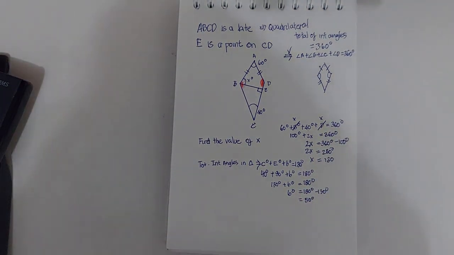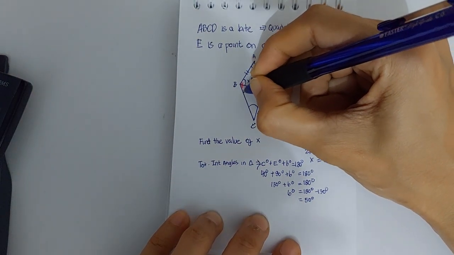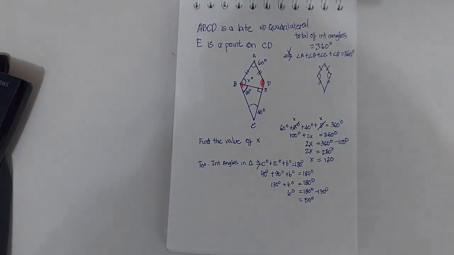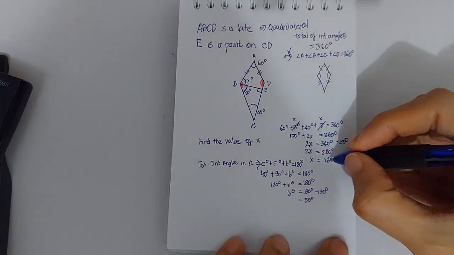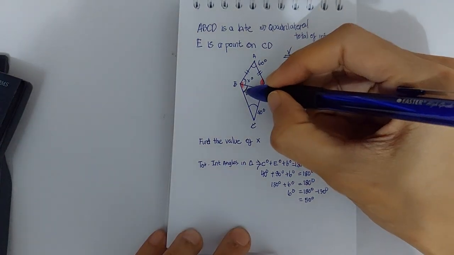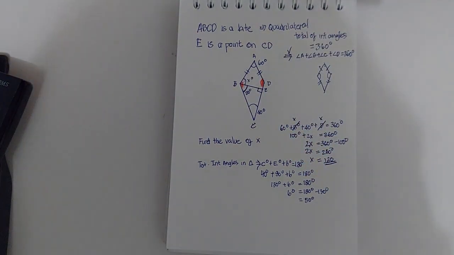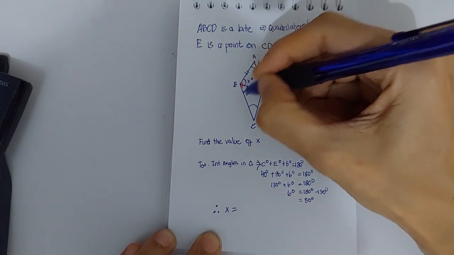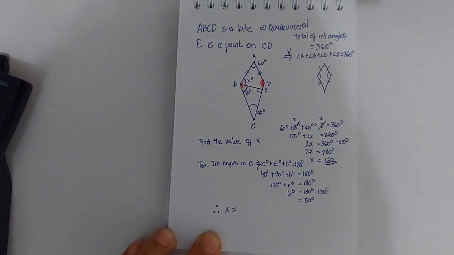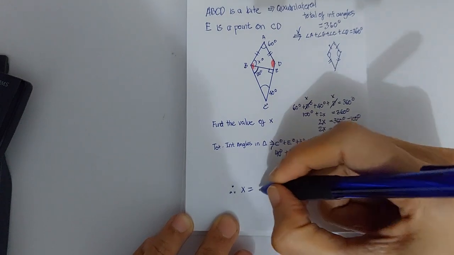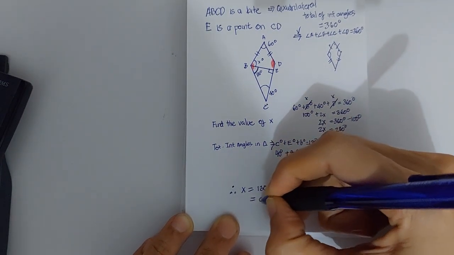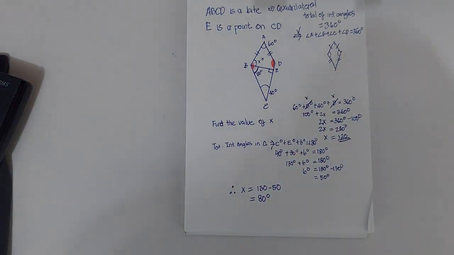So it means, you know what? This small b here is 50 degrees. The whole value of the b is what? 130. The small part here, that is a part of the triangle, is 50. So what will be the x? I can conclude that the value of x will be the whole thing minus 50, right? So it will be 130 minus 50, which is the answer, 80 degrees. Done!